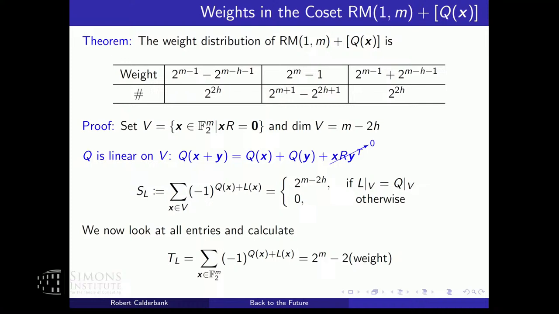So here, I'm going to think about the radical of R. That's the set of vectors x for which xR is zero. Now when you think about what it means to be a quadratic function, it means that this is going to vanish on the radical, which means that on the radical, you're going to be a linear function. So when you sum this linear function over the radical, for any L, you're either going to get zero or the size of the radical, depending on whether this linear function coincides with that or not. So there are two possibilities. It's 2 to the m minus 2h because R has rank 2h.